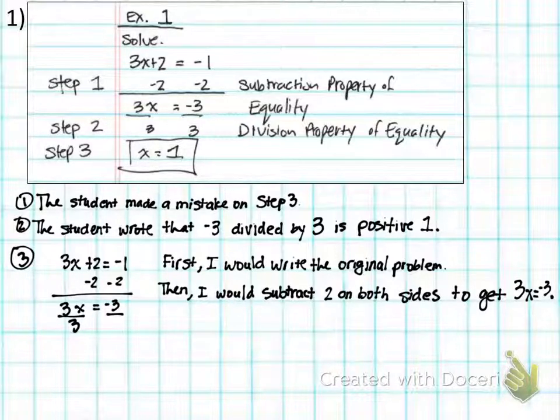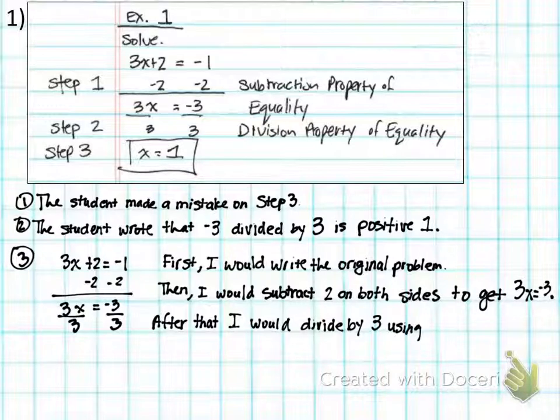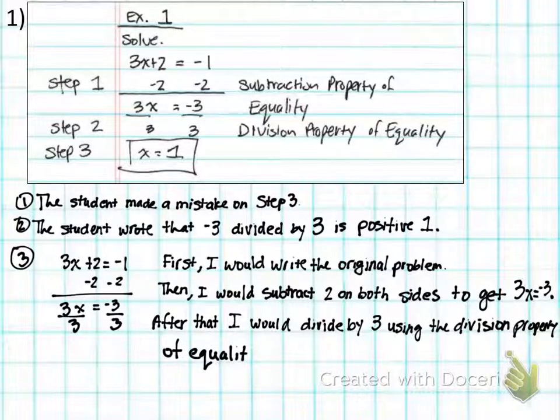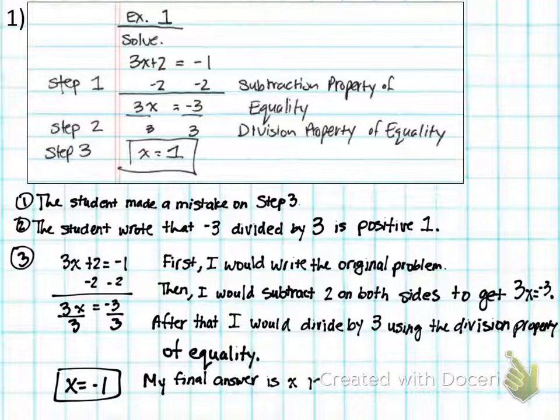What am I going to do after I subtract 2 on both sides? Divide by 3 on both sides, right? So after, I would divide both sides by 3, okay? And as I'm doing this, I'm writing complete sentences out, right? Let's see if I can pick this up a little bit. Okay, and then I'm going to write my final answer: x is equal to negative 1.